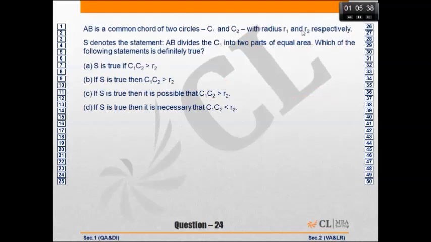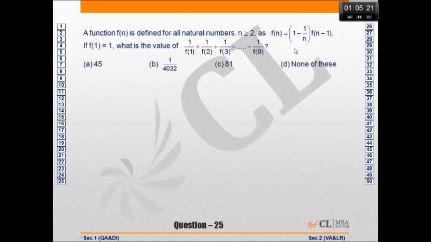AB is a common chord of two circles C1, C2 with radius R1, R2 respectively. S denotes the statement: AB divides C1 into two parts of equal area. Which of the following statements is true? I'm not sure if I have understood the question. It's a round 2 question. I have written it down on the rough sheet that 24 is a round 2 question.